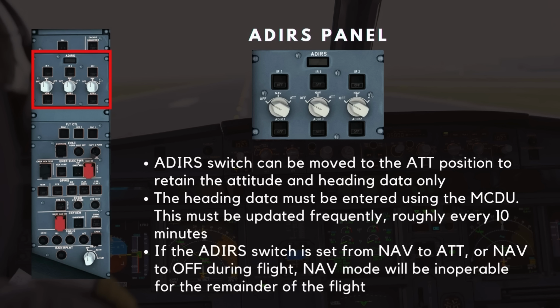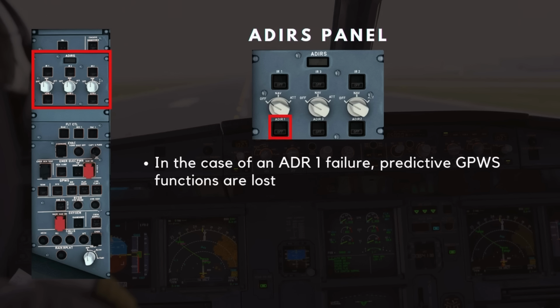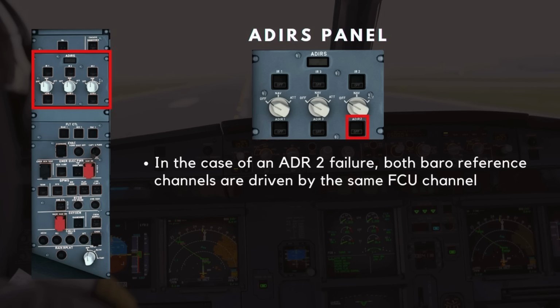If the ADIRS switch is set from nav to ATT or nav to off during flight, nav mode will be inoperable for the remainder of the flight. In the case of an ADR1 failure, predictive GPWS functions are lost. In the case of an ADR2 failure, both baroreference channels are driven by the same FCU channel.